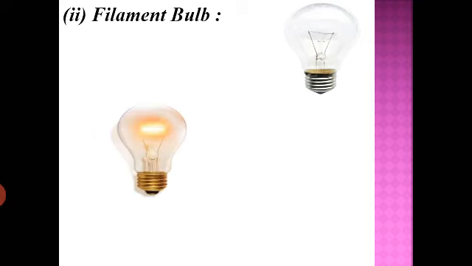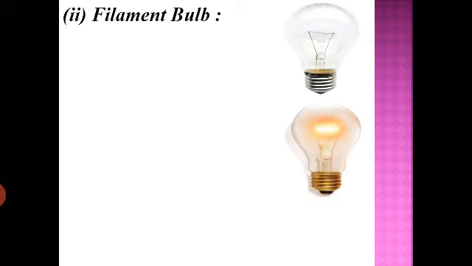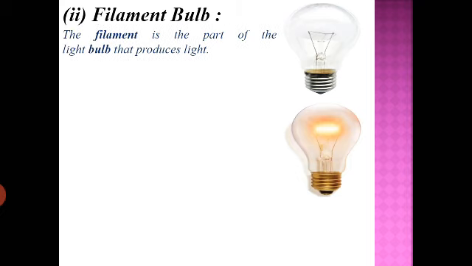Next we have filament bulb. So the bulb you have seen at home, and even the torch bulb you have seen, that bulb produces light, and this light is nothing but because of the heat that is produced by the filament. So the filament only glows and produces the heat. So that is just based on the heating effect of the current. So the filament is the part of the light bulb that produces light, that we know. So this filament is basically made up of tungsten element.